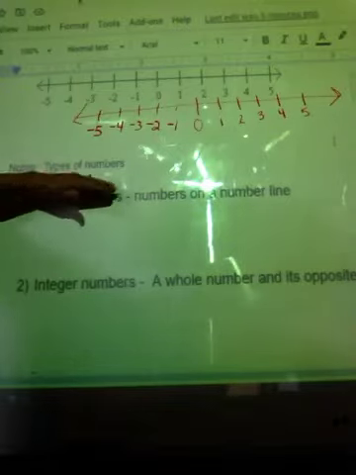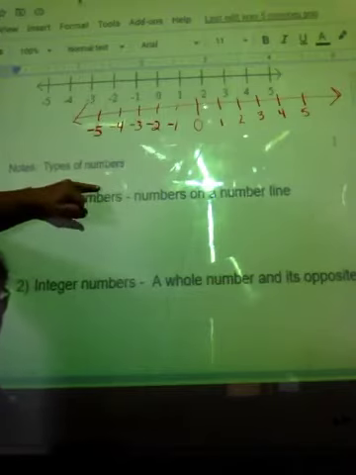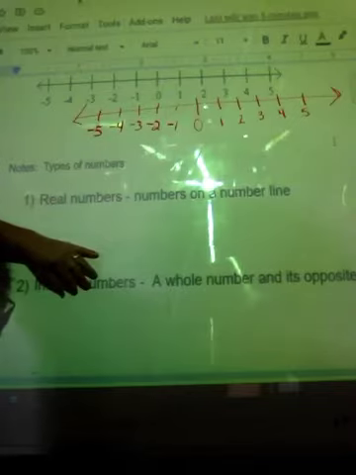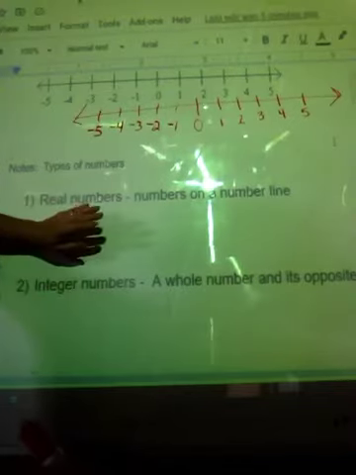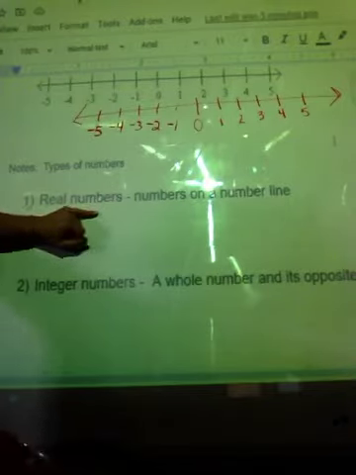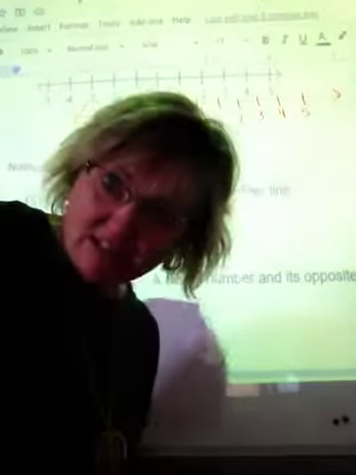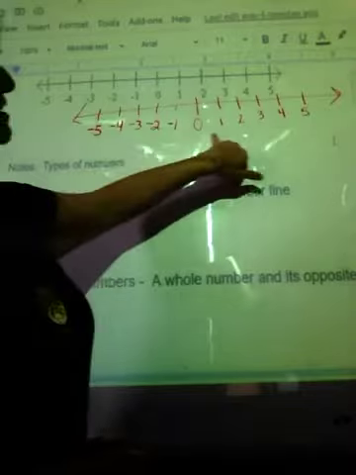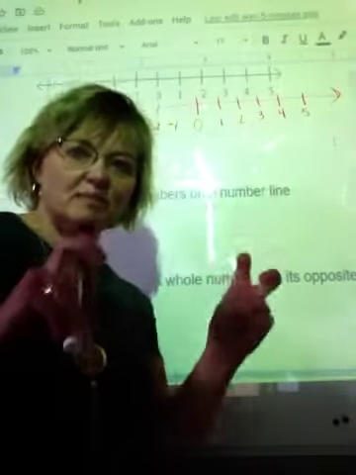Okay, so you're going to go ahead and write this in. These are our notes for today. Types of numbers. And some of this you've seen, you just didn't know they have an actual name to them. Alright, so number 1, you'll write down real numbers. This is kind of weird, but real numbers are just numbers on a number line. Crazy, right? So all of these are considered real numbers.